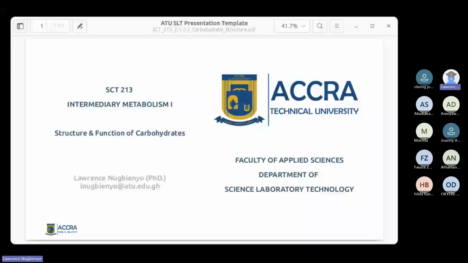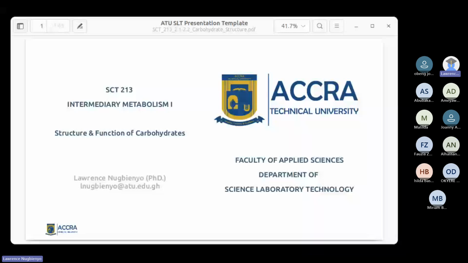In the last lecture, we were looking at the structure and function of carbohydrates. Today, we will complete that, the structure and function of carbohydrates. And then the next time we meet, we will take the metabolism of carbohydrates. So today's lecture shouldn't take so long, maybe about 45 minutes, maximum 1 hour.